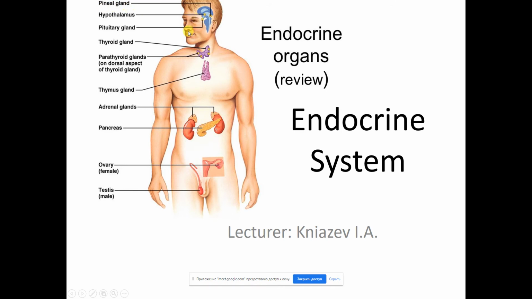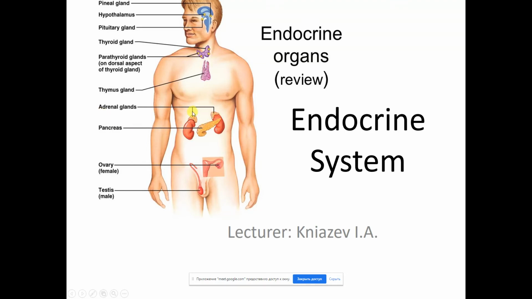Which organs are included in endocrine system? Of course, it's our hypophysis, also known as pituitary gland, which is under control of hypothalamus. We will discuss it also a little bit. We also have pineal gland, which is also present in the brain. It's not in the topic of our discussion today. We have thyroid glands, parathyroid glands, which are incrustated into the thyroid gland. And then we have thymus gland, which we will discuss in lymphoid tissue.